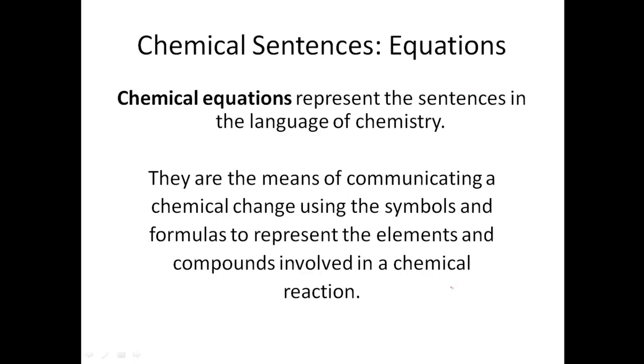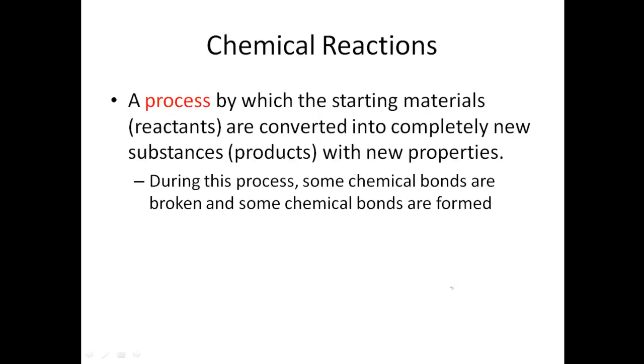Chemical reactions are what we can think of as chemical sentences. They represent the sentences in the language of chemistry. So it's just a way for us to communicate any type of chemical change by using symbols and formulas to represent the elements and the compounds that are involved in any chemical reaction.